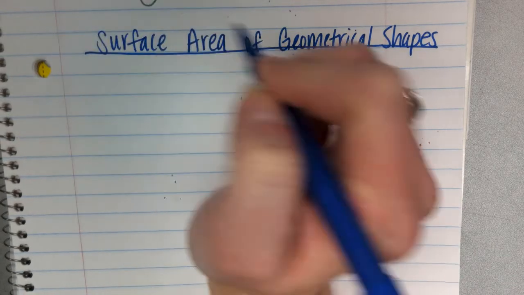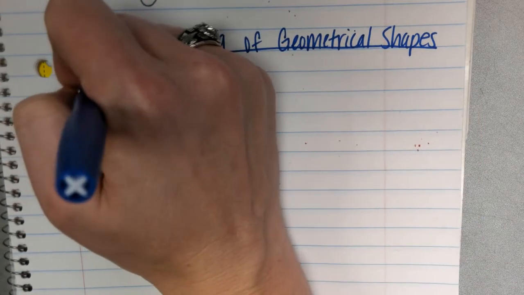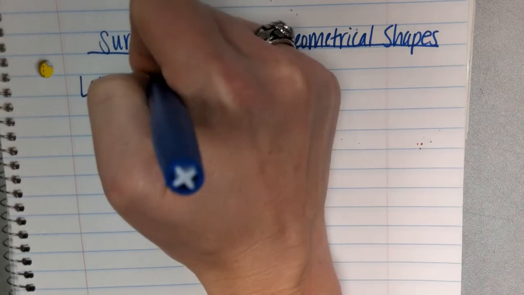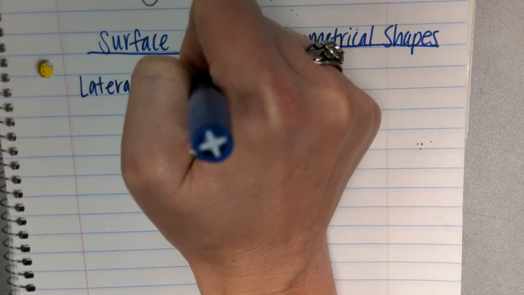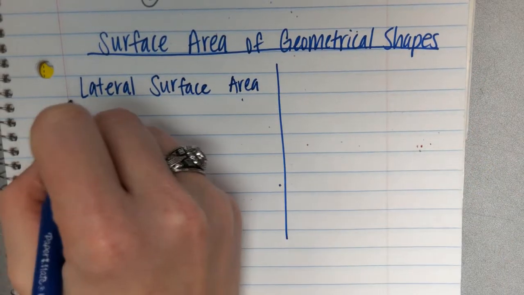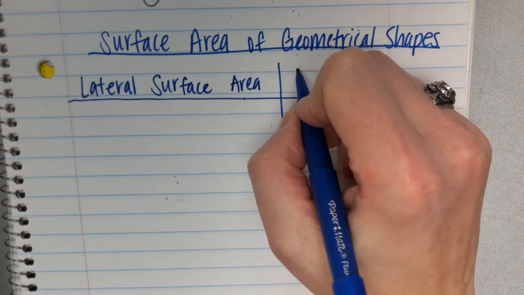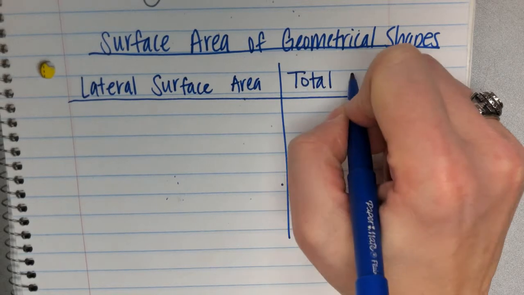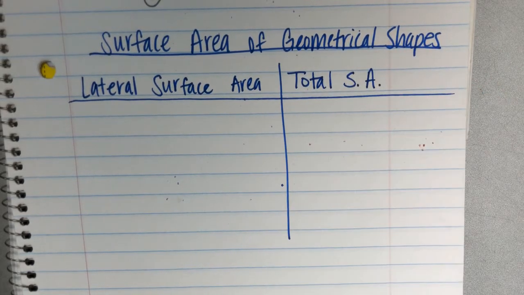So there's two types of surface area. There's lateral surface area, and there is total surface area, and I'm just going to abbreviate it SA. Okay, there's lateral and total surface area.